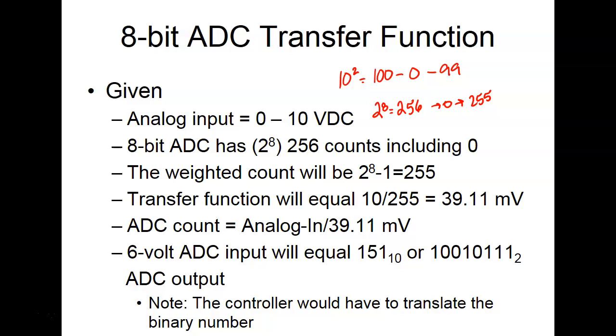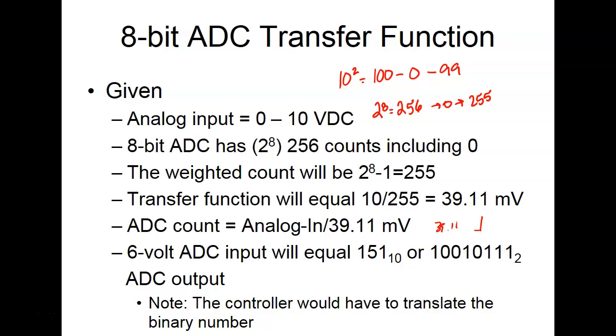So you can see this thing is going to miss some voltage. What that means is there's a space of 39.11 millivolts between when it actually counts. So the more bits you have, the better resolution you have. That makes sense? Probably not.